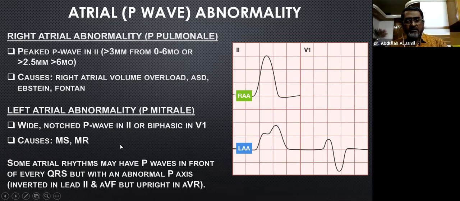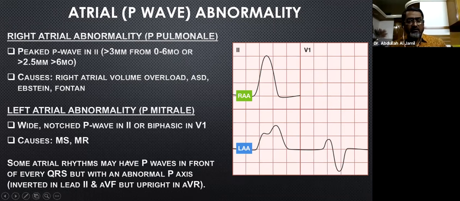Left atrial abnormality or P mitral: a wide notched P wave in lead 2, or biphasic in V1. Causes are usually mitral stenosis and mitral regurgitation. So here is right atrial enlargement, tall and peaked, almost more than three small squares, 3 millimeter. And in left atrial enlargement, there is a notched wide P wave, and in lead V1 the terminal part will be deep and a little wide.